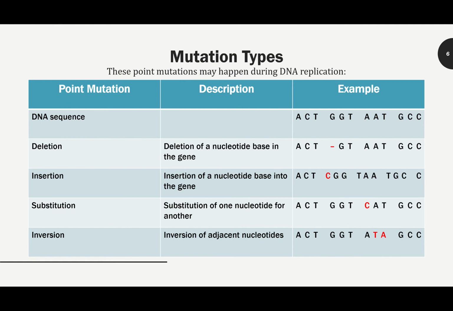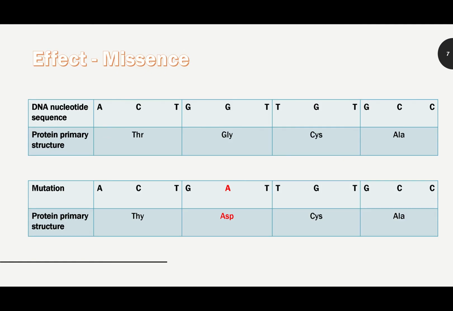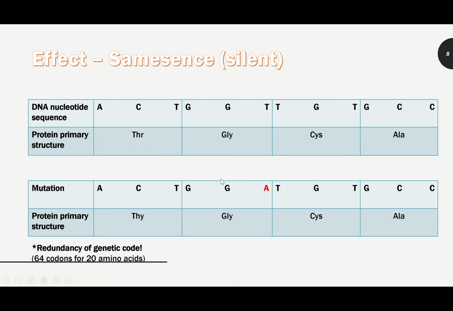And finally, we have inversion. It's inversion of adjacent nucleotides. In this example, AT turns to TA. And here we're learning about the effects of DNA mutation. There is missense, which is straightforward. It changes the protein that is being produced.